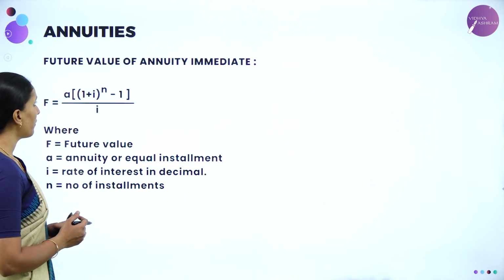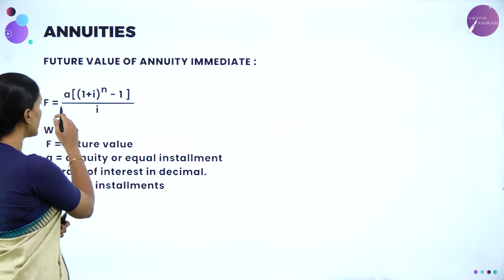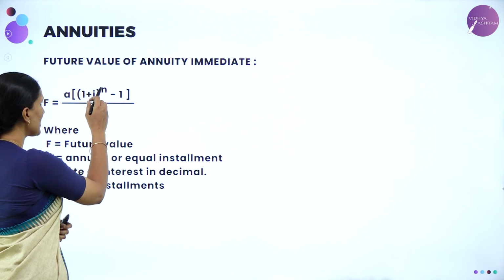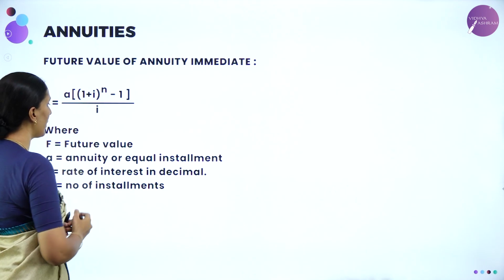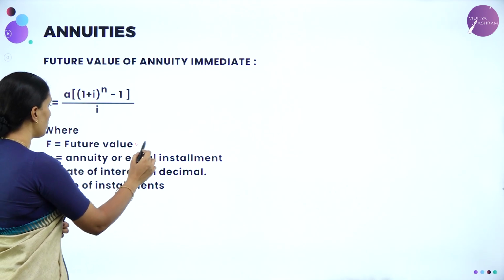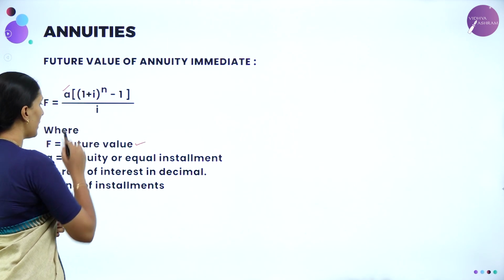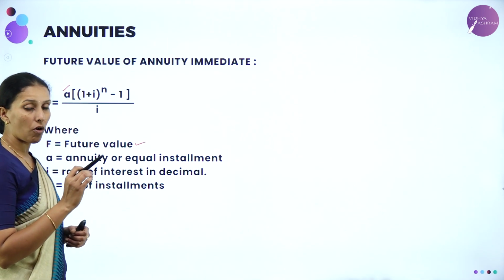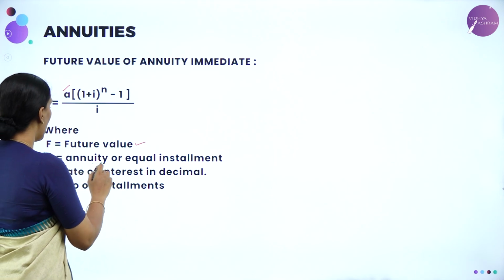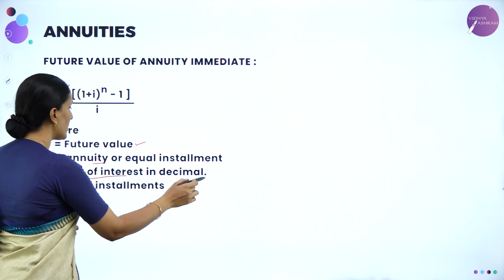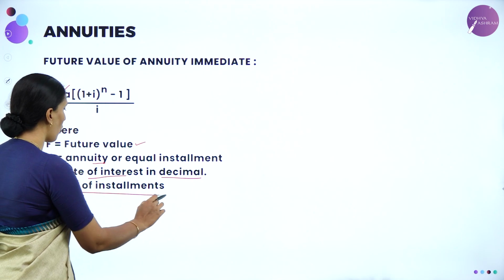Now, the future value of annuity immediate is given by F = A[(1 + i)^n − 1]/i. Here F is the future value, A is the equal installment, also called the annuity, i is the rate of interest in decimal, and n is the number of installments.